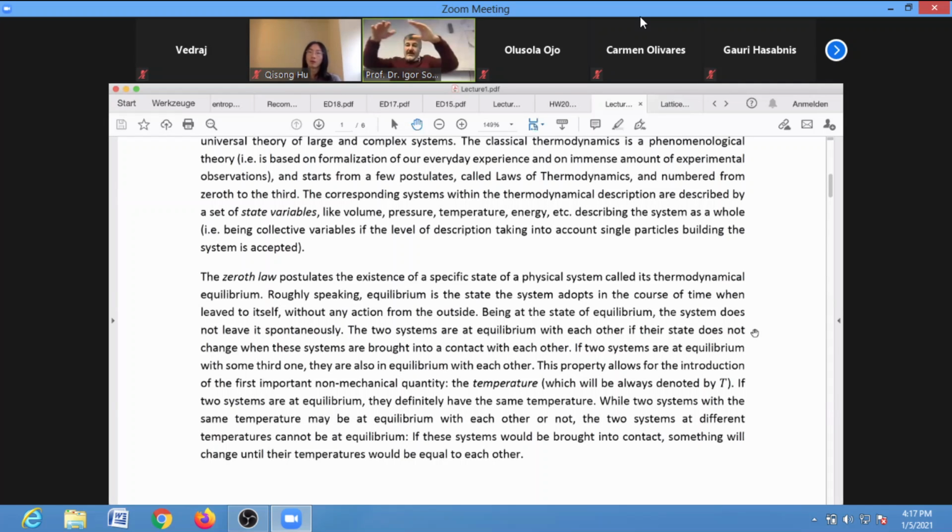So we consider an isolated system, and we state by observation that all the macroscopic motions, all the transport processes, everything in the system, which we can observe on the macroscopic level, in the course of time comes to a halt, and the system doesn't change anymore. And we call this state equilibrium.